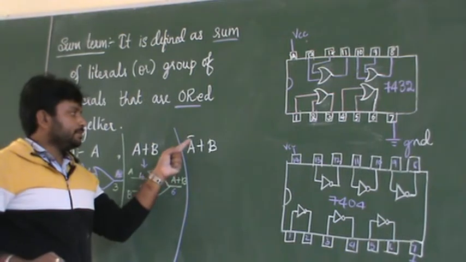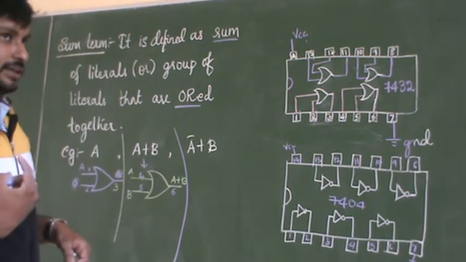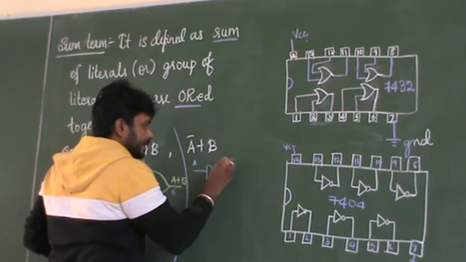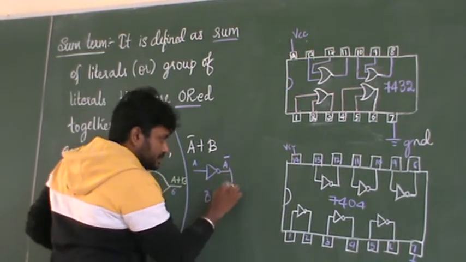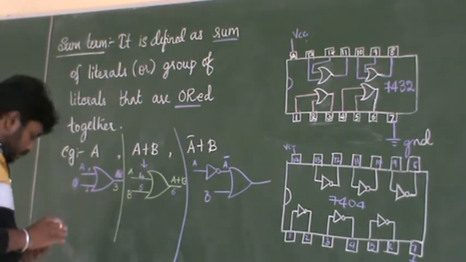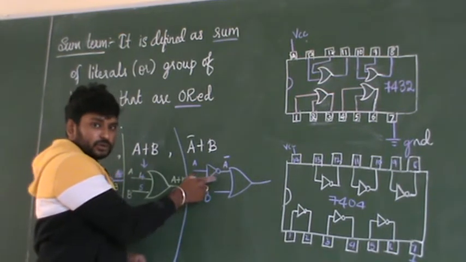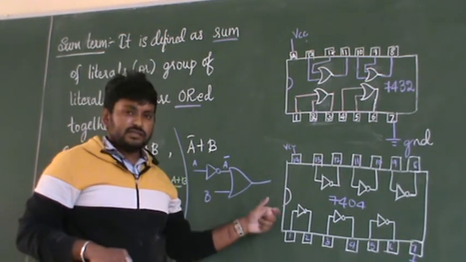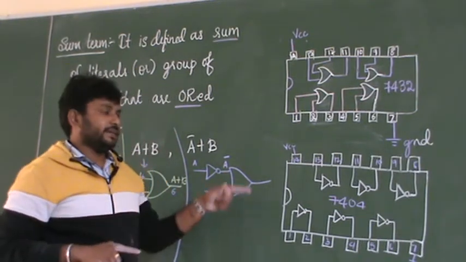Next example is A bar plus B. If you want to get A bar, I have to go for the NOT gate, right? So now I will be using the NOT gate here, and I will get A and A bar. B I am directly passing. These two inputs I have to give to the OR gate. Now if I want to write the pin numbers, I have to write the pin numbers for the NOT gate also. That's why I have written the IC configuration for the NOT gate, which you have already copied in your book.